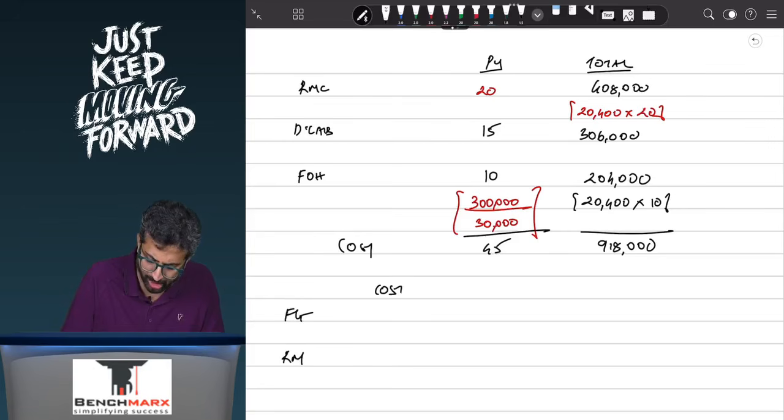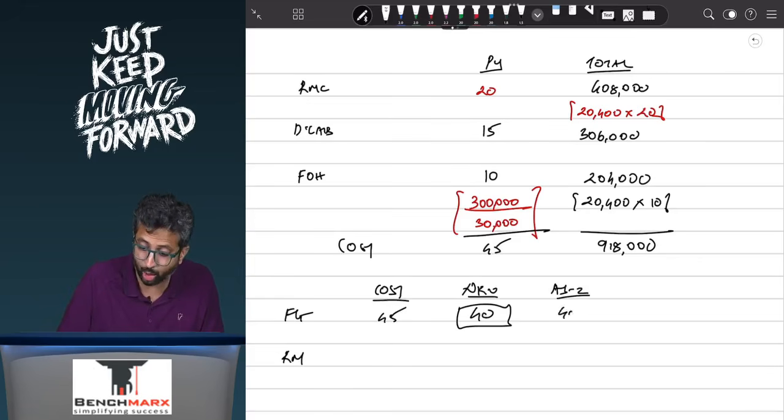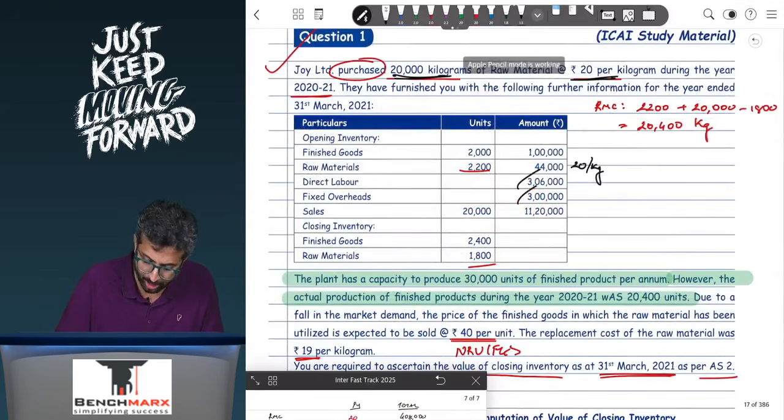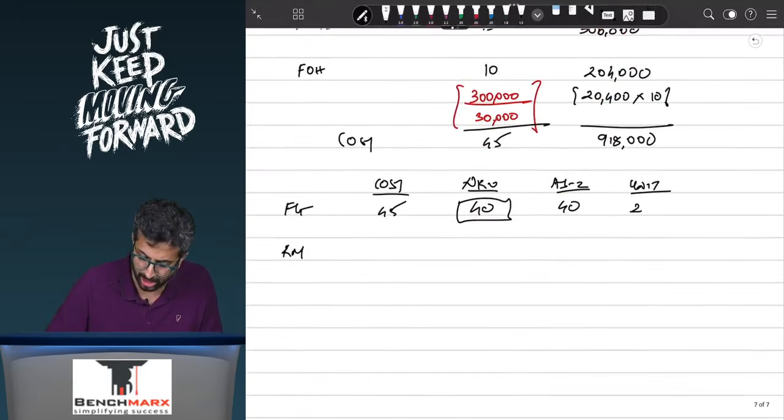So if I look at the finished goods, my cost is 45. My NRV of the finished goods is 40, and hence as per AS2, my finished goods will be measured at the lower of the two, which is 40, into the number of units. If I go to see at the end, the number of units over here are, I think, 2,400, and hence 40 into 2,400, if I am not wrong, this will come to a closing stock value of 96,000.